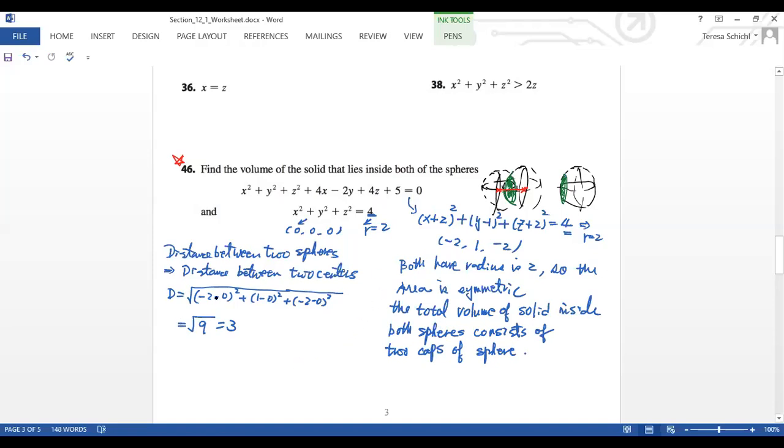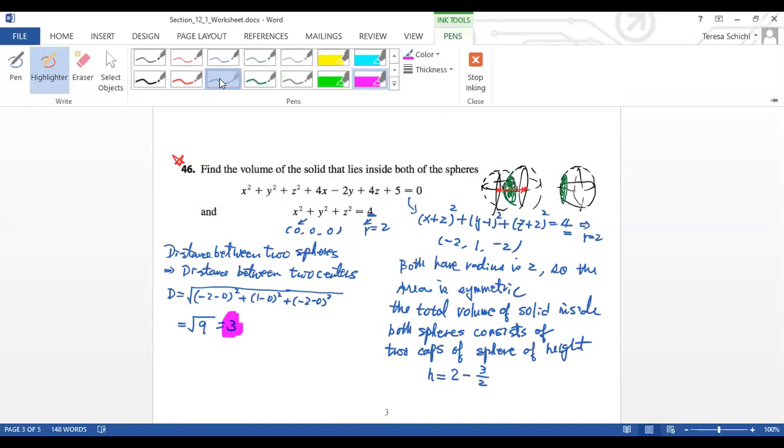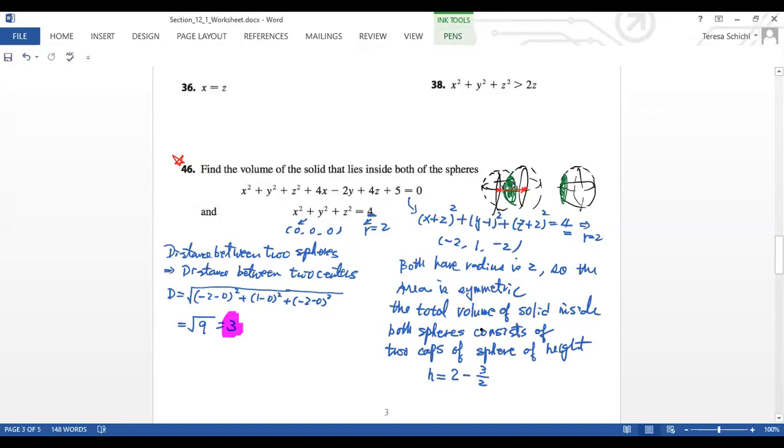The distance from center to center is 3. So what is the height of these caps? The height will be the radius minus 3/2. Why 3/2? Because the distance between the two centers is 3, and they are symmetric, so each takes half. So the height is a half.